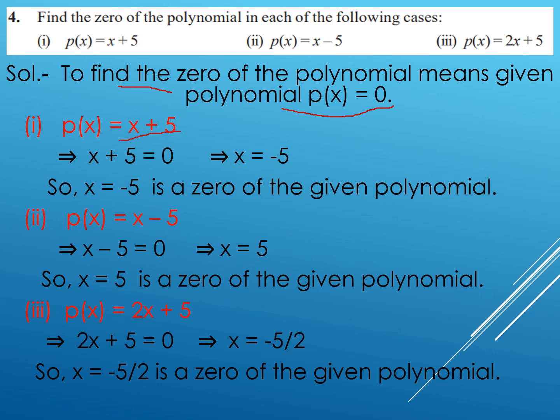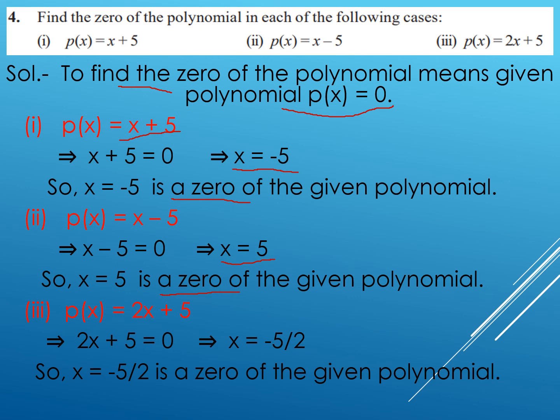Now first part, p(x) is equals to x plus 5. Now to find the 0 of the polynomial, we have to put x plus 5 is equals to 0 and after solving it, we are getting x is equals to minus 5. That means x is equals to minus 5 is a 0 of the given polynomial. Second part, p(x) is equals to x minus 5. Now in this case, x minus 5 is equals to 0. After solving, we are getting x is equals to 5. So x is equals to 5 is a 0 of the given polynomial.